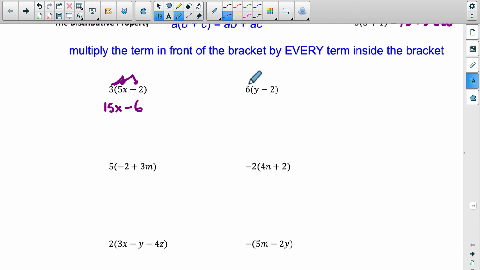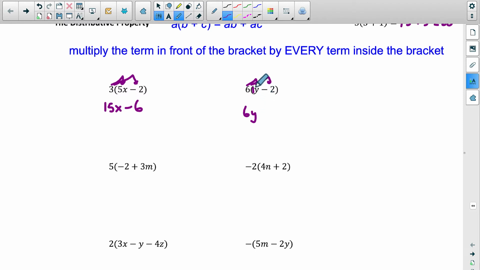Okay, so again here we multiply 6 by y and also 6 by negative 2. 6 times y, don't think about it too much, it's just 6y. If you're wondering why, because there's an invisible 1 in front of that y, and 6 times 1 is still 6. Then you're going to go 6 times negative 2.